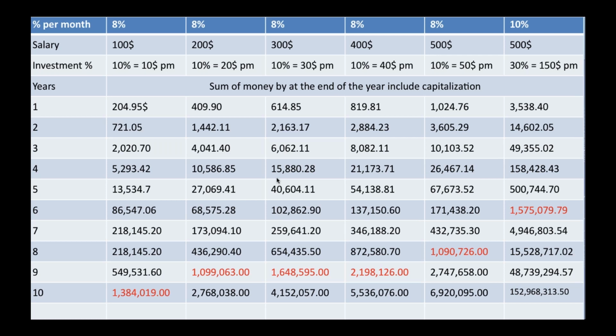If you have a look at year 10, 10 years is not that long. We're not talking about 30, 40, or 50 years. In 10 years' time, if a person puts aside $150 every single month at 10% interest, by year 10 this person will have 152,978,313.50 dollars on his or her account. How cool is that?